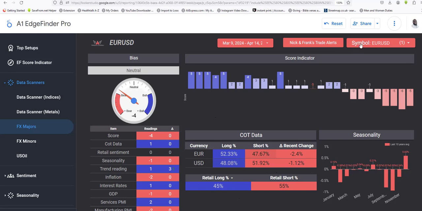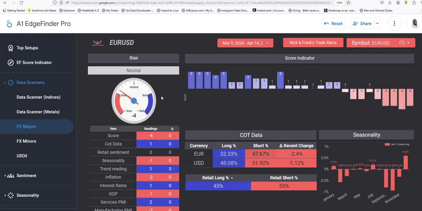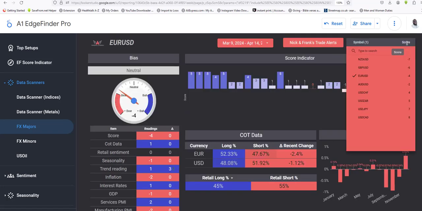Let me show you what GU is saying, for instance. Now you can see that the bias is neutral, like I said. And in the month of April, price really didn't do well, previously, based on seasonality, historically speaking, okay? So we should be careful about how we trade Euro USD this month, actually, this month of April.